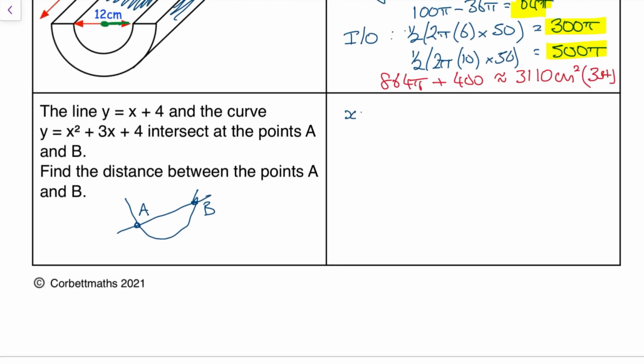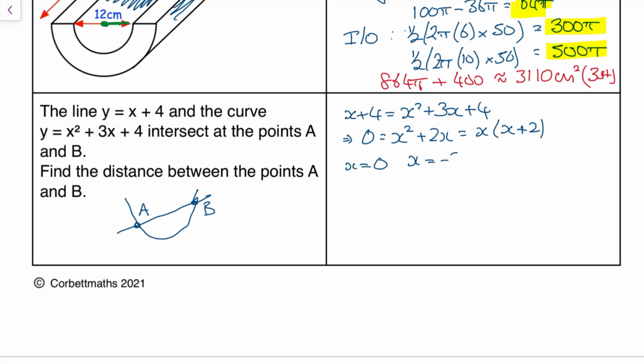So I know that x plus 4 is equal to x squared plus 3x plus 4. Now they've made it nice and easy for us, relatively, because if I take away 4 from both sides, I'll get x squared, take away x from both sides, plus 2x, the 4s cancel, which I can write as x times x plus 2, which means that I know the x values of A and B are going to be x equals 0 and x equals minus 2. And if x equals 0, then y, so I'm now using the x plus 4, so I'm using this here. So if x equals 0, then y equals 4, and if x equals minus 2, then y equals 2.